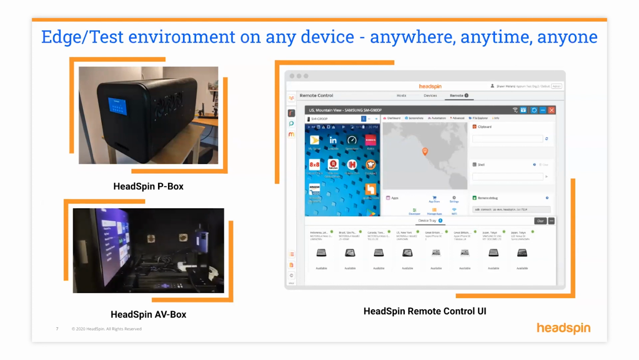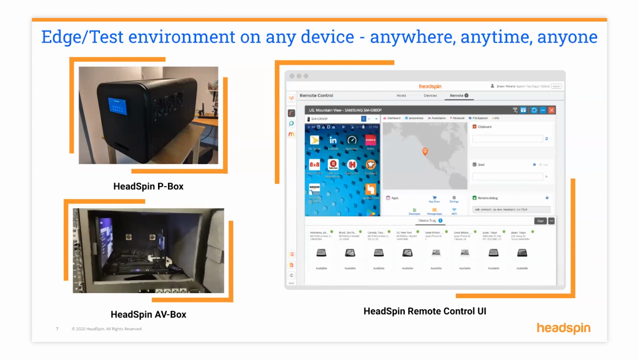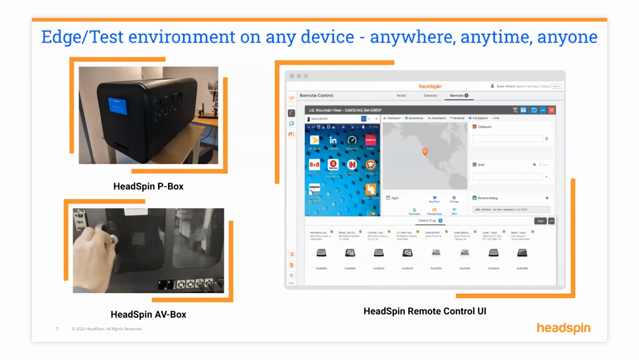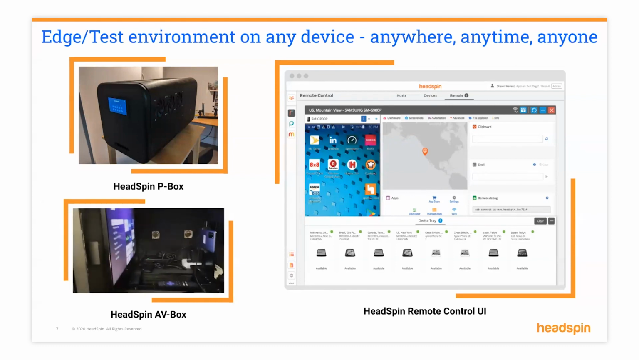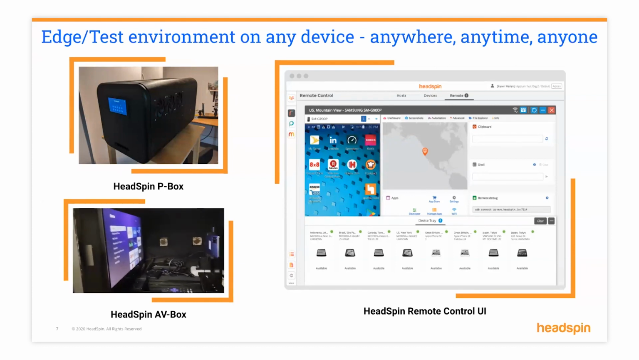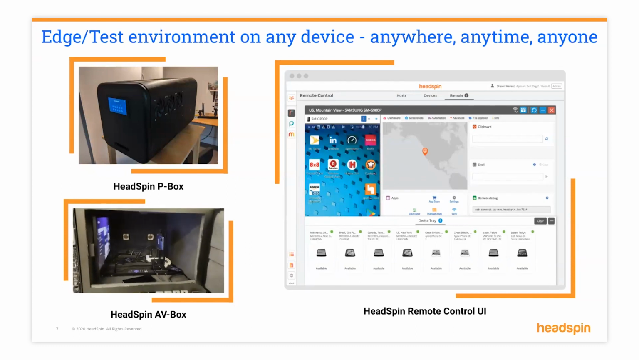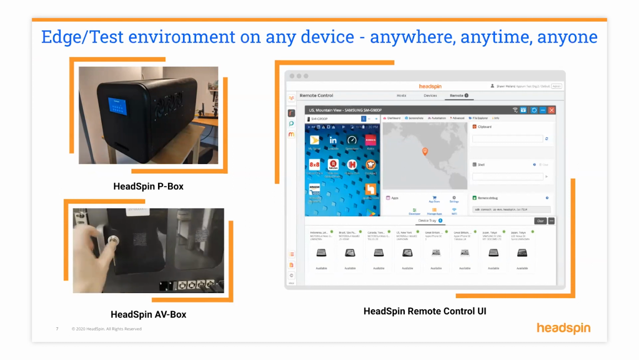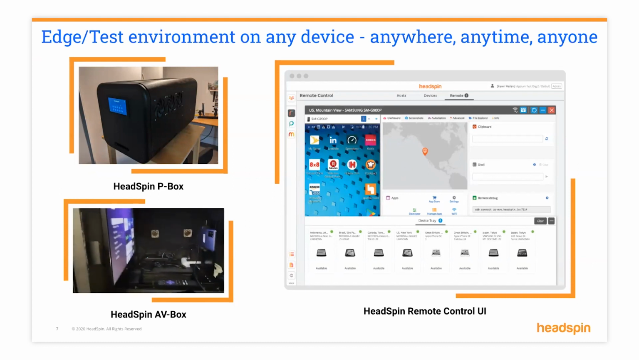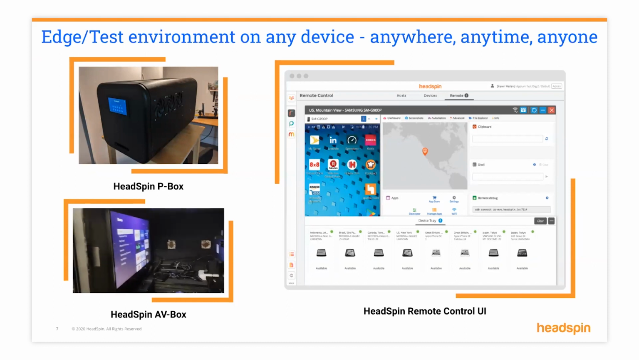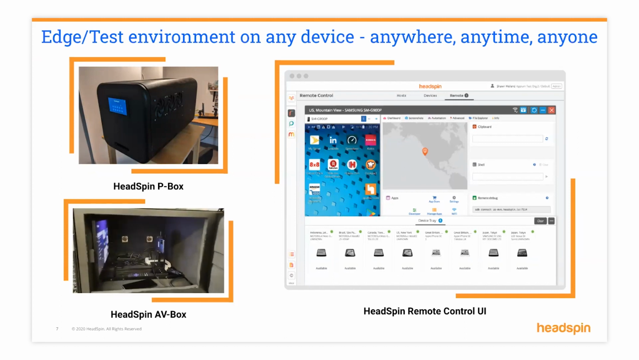So if you're looking for an on-premise deployment and you want to host your own devices internally in your data centers, we have appliances called the P box and the AV box, which you can see here on the left-hand side. And so you can host up to 24 devices in a P box and 2 devices in an AV box. The AV box was specifically built for rich audio and media use cases, and it's isolated from sound and light and is the only apparatus of its kind in the market today.